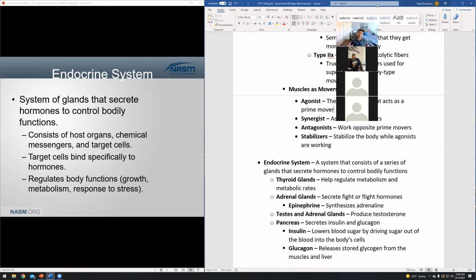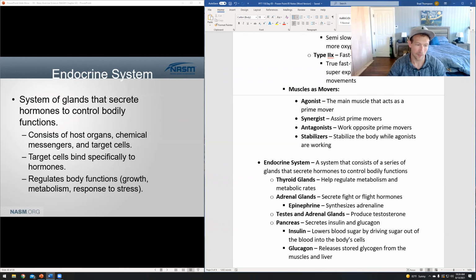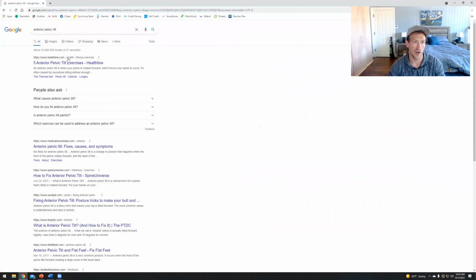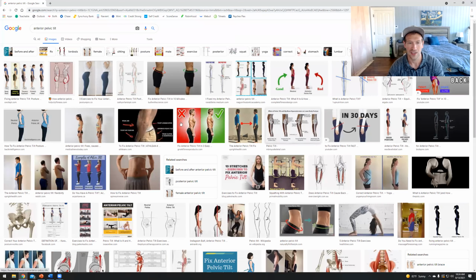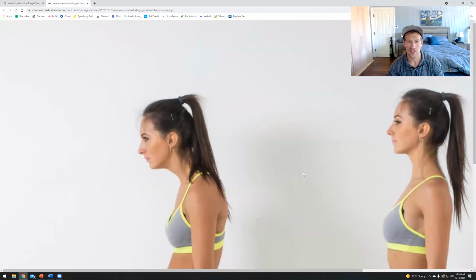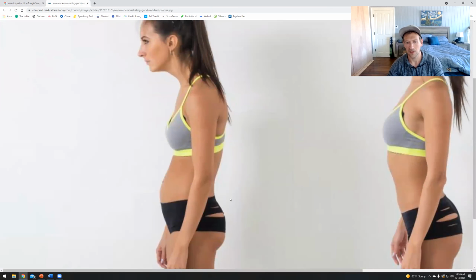Let's say you get a client who has an anterior pelvic tilt, right? They have that Instagram booty. You know, we call this lower cross syndrome. But you see somebody who's got posture. Actually, here's a really good example of two different types of posture, right? We can see here, she's got an anterior pelvic tilt and she's got rounded shoulders, right?